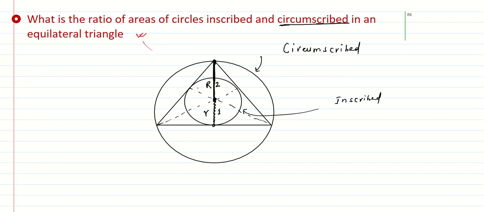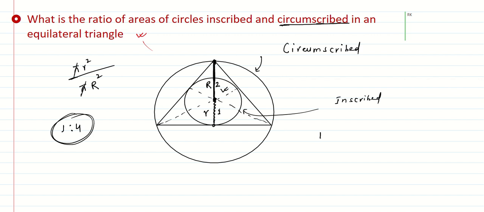The ratio, what should be the inscribed ratio? It should be pi r square, pi r square. So what should my answer be? 1 is to 4. 1 is to 4, no? So bigger R is 2, right?